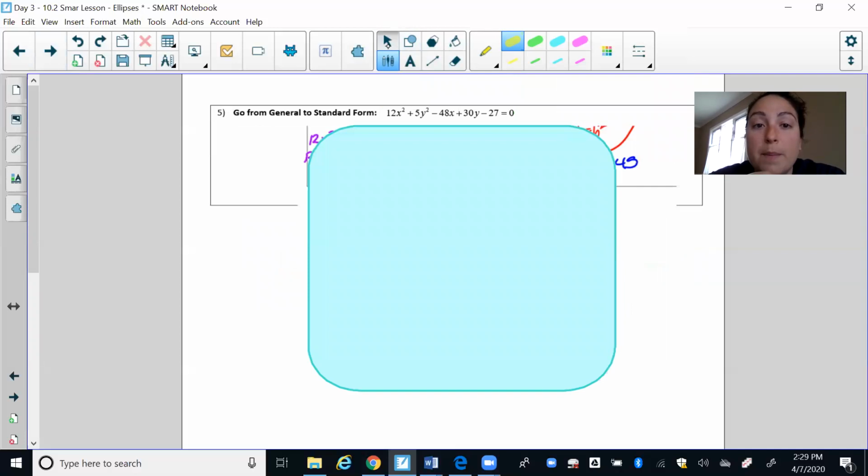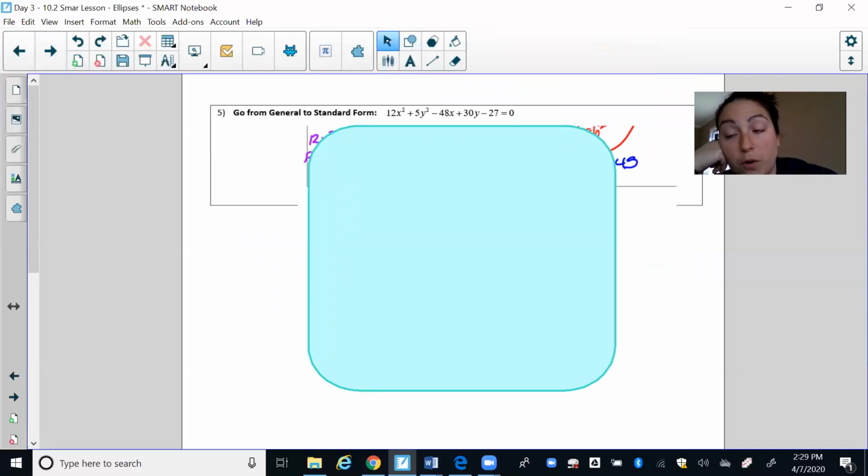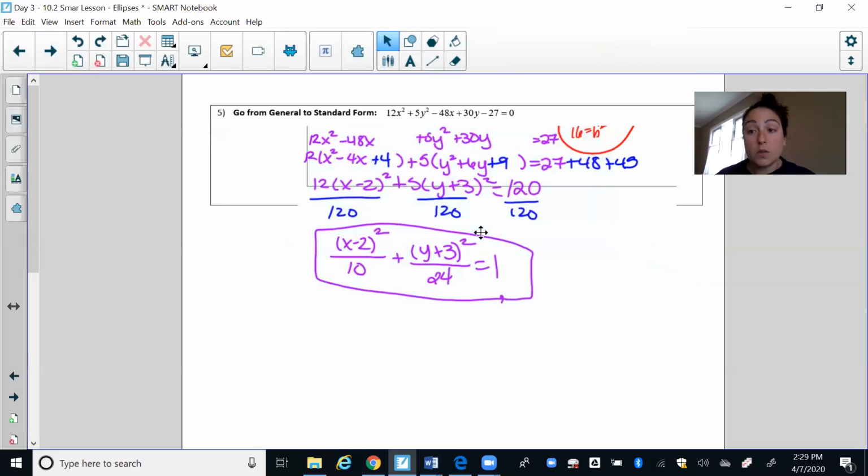And then our last example is just going from general form to standard form. So again, a bit more practice with completing the square. You want to start by grouping your x's and your y's together. So we get x squared minus 48x plus 5y squared plus 30y, and then moving your constant over to the other side, so now equals positive 27.